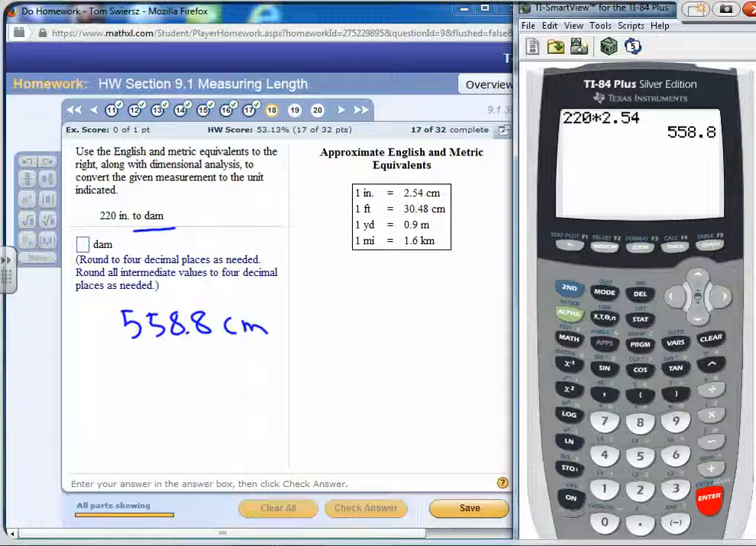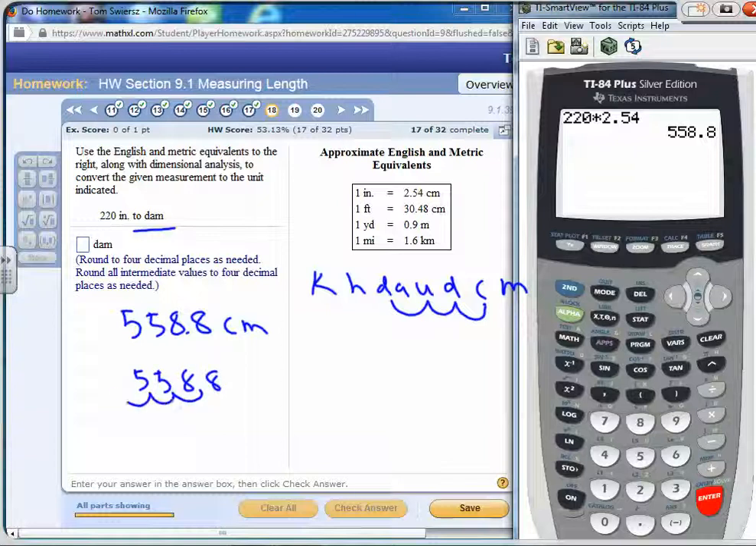And again, remember we had kilo, hecta, deca, the unit, deci, centi, milli. From centi, it's 1, 2, 3 jumps. So we're going to do 3 jumps, move the decimal 3 units to the left to convert from centimeters to decameters. So 3 units to the left, 1, 2, 3, and that would give us 0.5588 decameters, okay? Converting from centimeters to decameters. All right, so we had to do a 2-step problem.